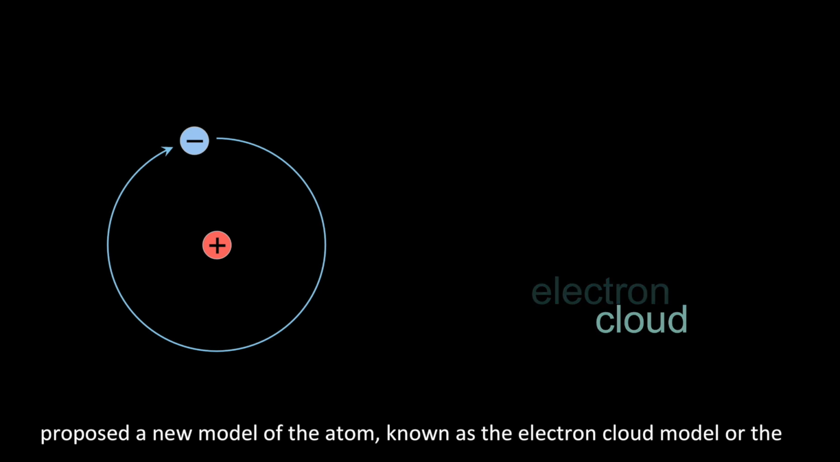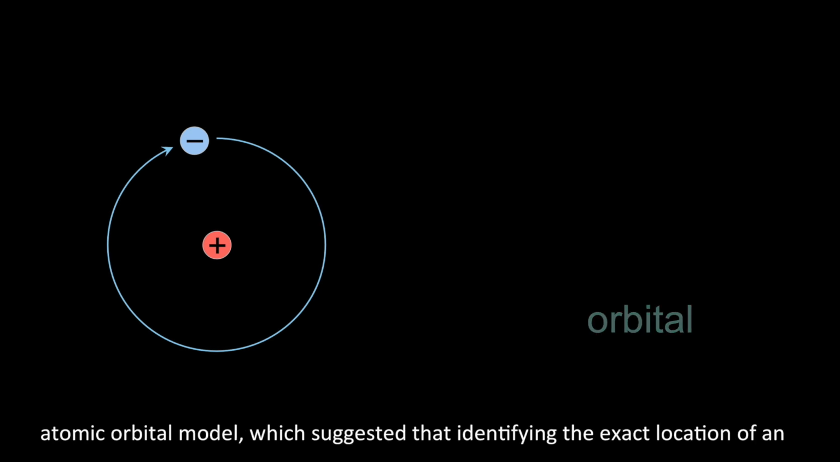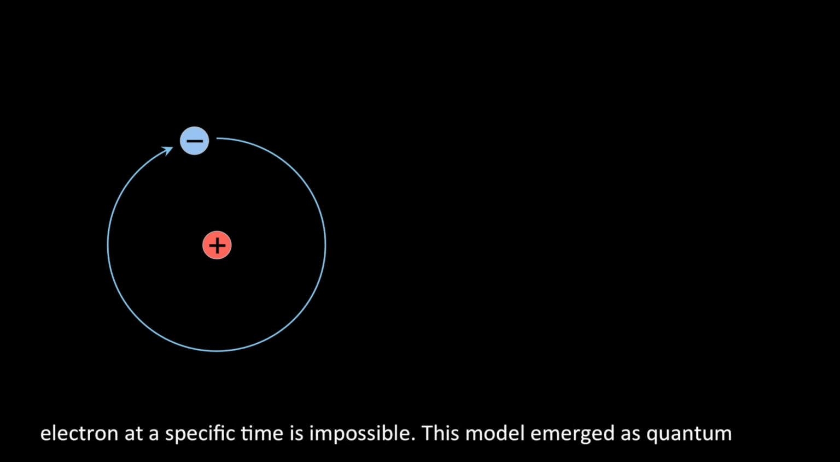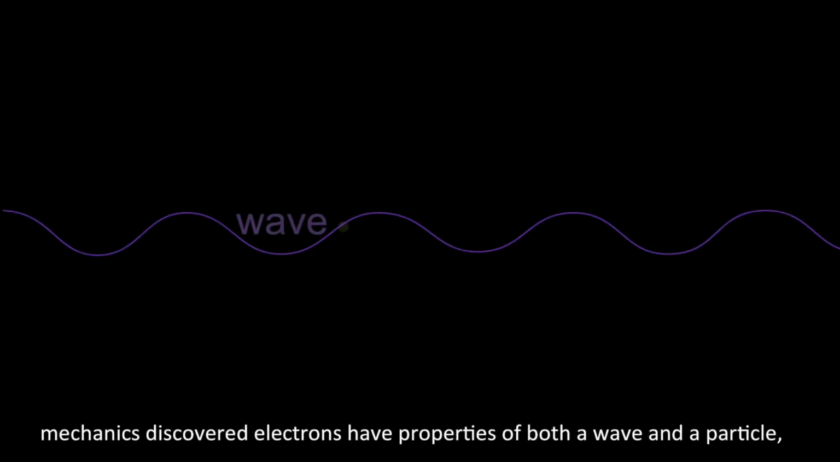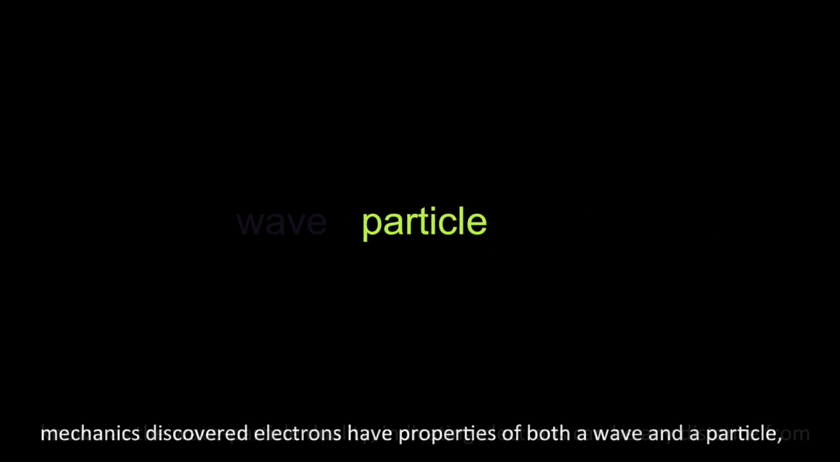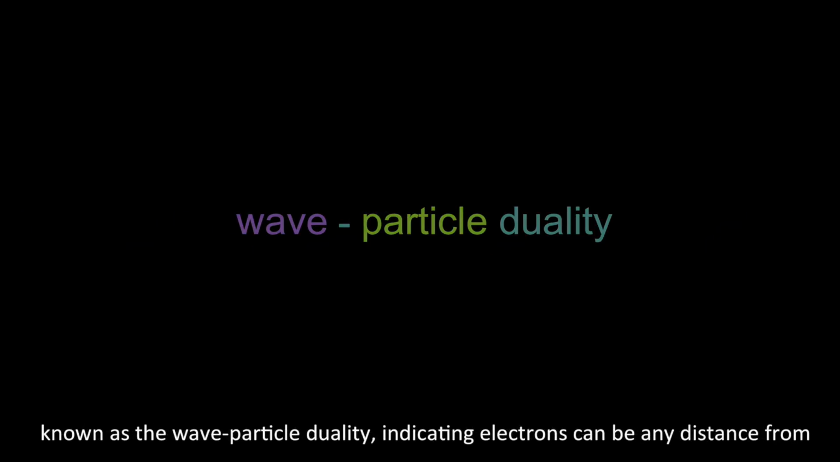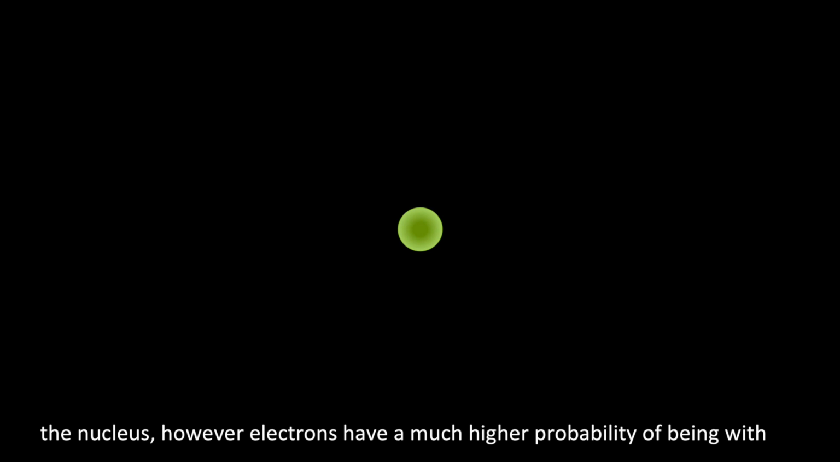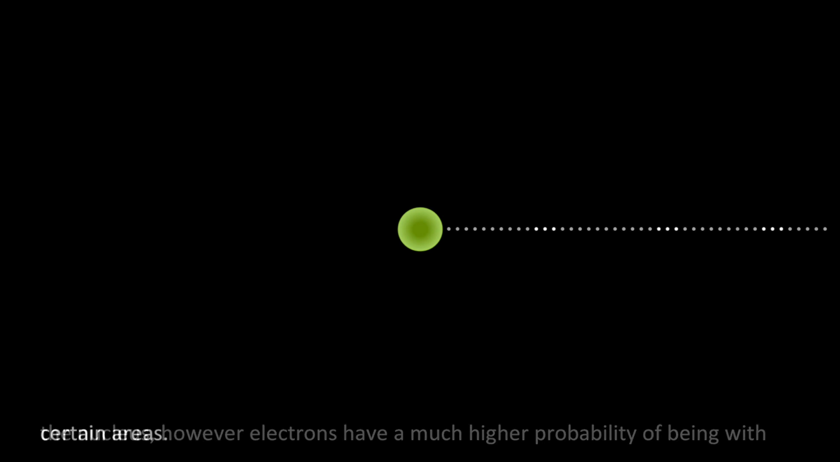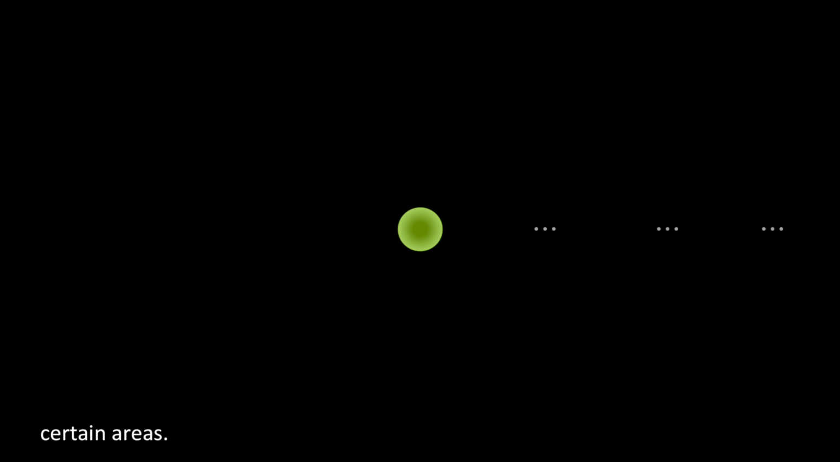electron cloud model, or the atomic orbital model, which suggested that identifying the exact location of an electron at a specific time is impossible. This model emerged as quantum mechanics discovered electrons have properties of both a wave and a particle, known as the wave-particle duality, indicating electrons can be any distance from the nucleus. However, electrons have a much higher probability of being within certain areas.